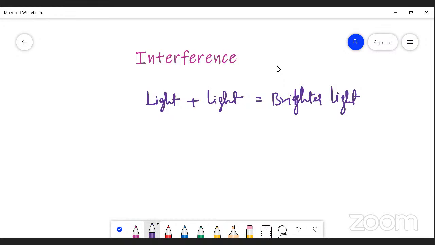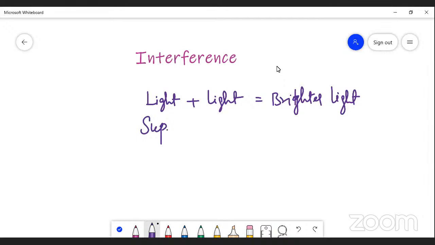See, interference is nothing but light plus light, which means two lights combine with each other, particularly in phase. If the two waves are in phase, the phenomenon is called interference, which is based on the principle of superposition. It's very important.